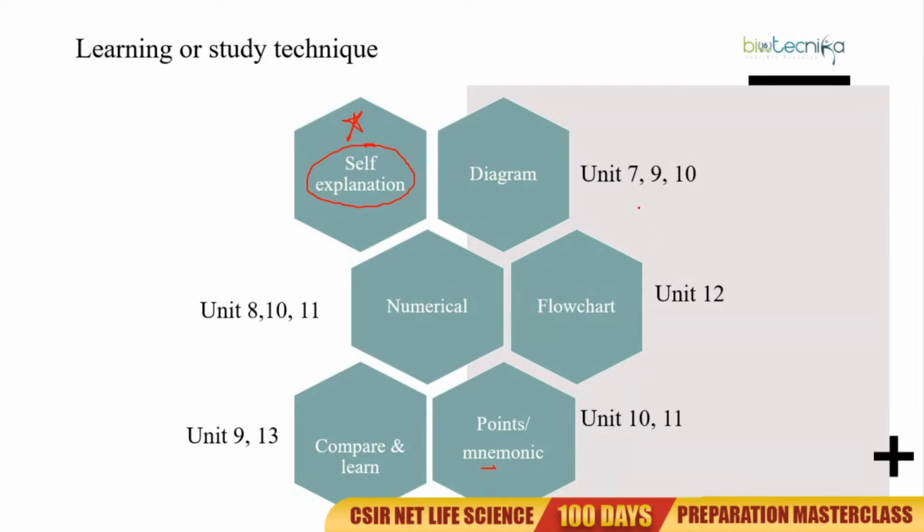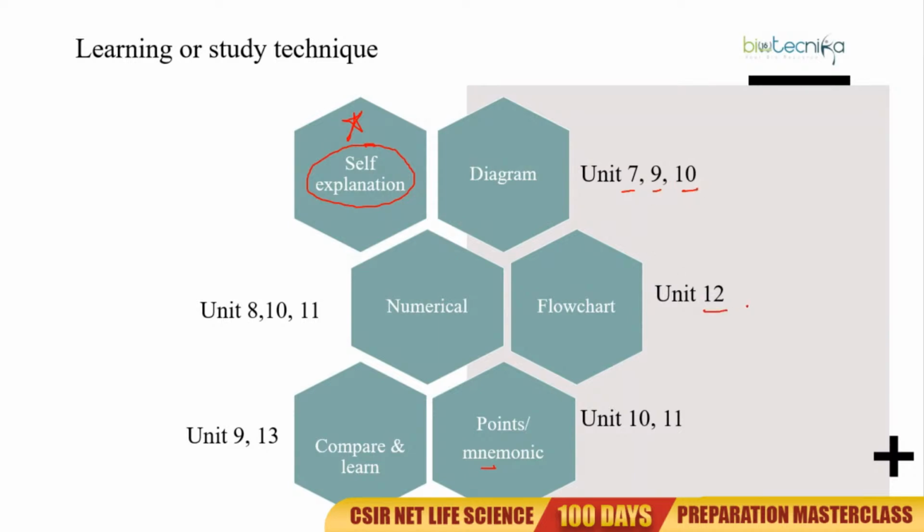Like for example, unit 7, when you're studying animal physiology, you will come across a lot of diagrams which are self-explanatory in their own way. If you just look at the diagrams and the legends below, you will automatically revise 50% of the concept. Unit 9 also you can do by the diagrams. Unit 10 as well. Okay, unit 12, go by the flowchart.